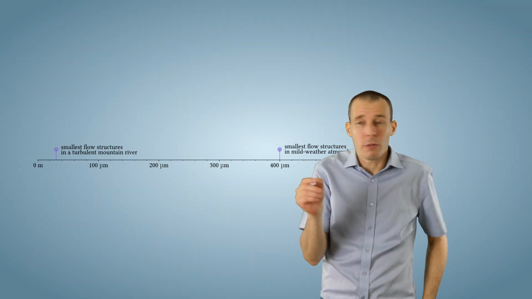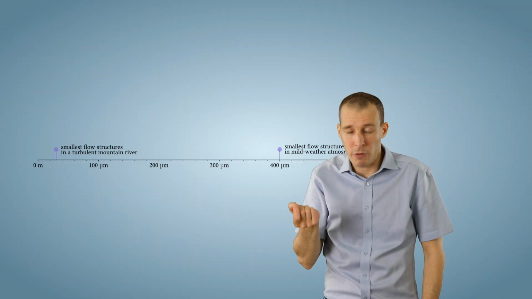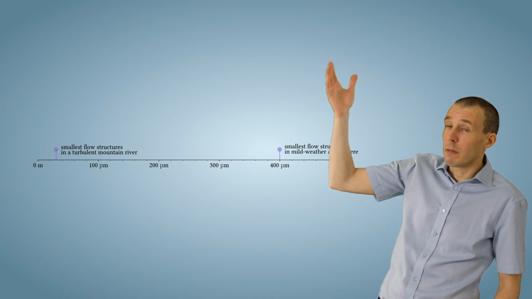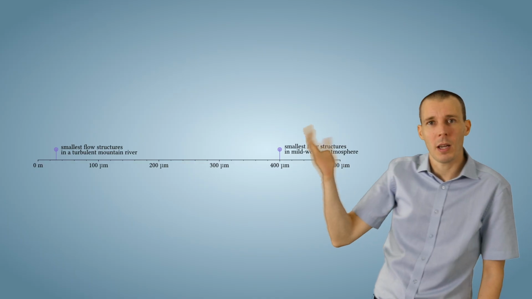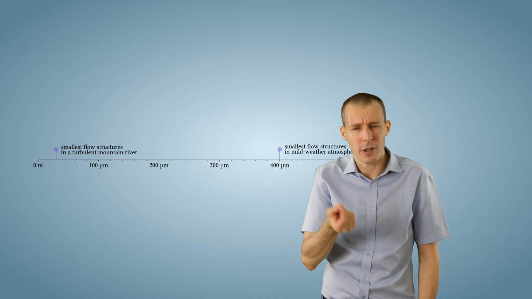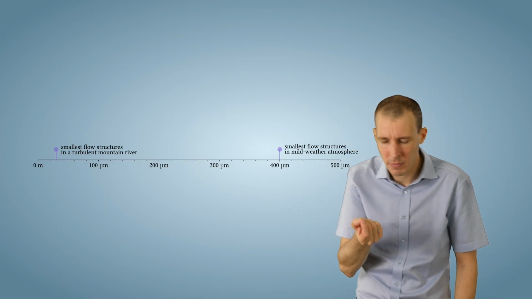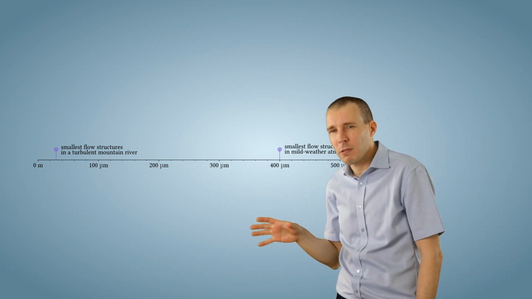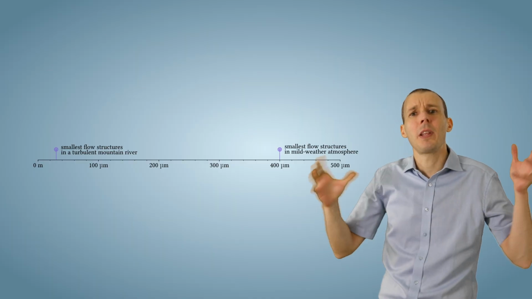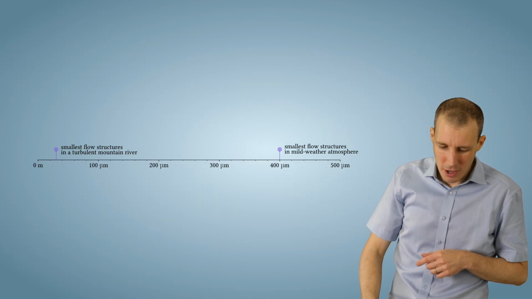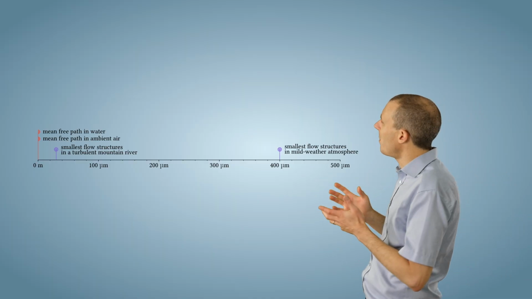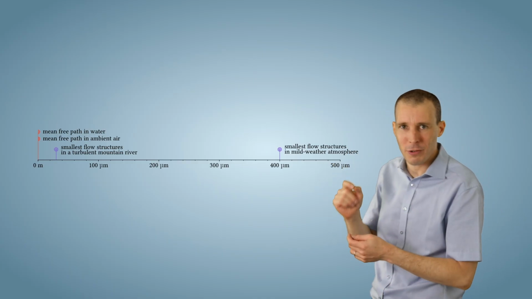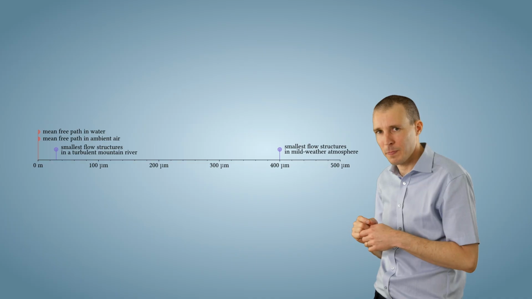Well, the smallest flow structures in a turbulent mountain river flow are about 1/10 of a millimeter in size. And above that river, in the atmosphere, on a calm day, there's no wind, the smallest structures you're going to find are about 1/2 millimeter in size. These are very small numbers, micrometers, nanometers, picometers. So what happens if you put them all together on the same graph? Well, the mean free path is barely noticeable on the diagram where you also plot the smallest flow structures that you will encounter in fluid mechanics.